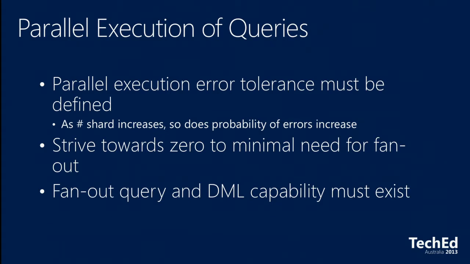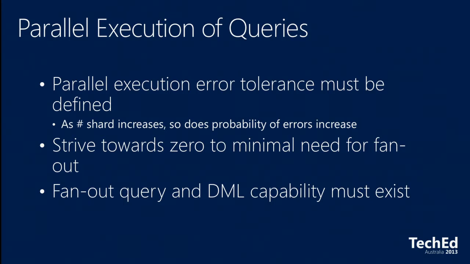As the number of shards increases, so does the probability of errors. If I have 100 queries, this really depends on how you implement your shards. I want to reduce the number of errors and the human input, so let me programmatically scale these out, get my data, bring that back, and do top 10s and things like that. We want to strive towards zero or minimal need for fan out, but I think that's going to be difficult based on what we're learning. Fan out is going to be critical depending on your scenario.